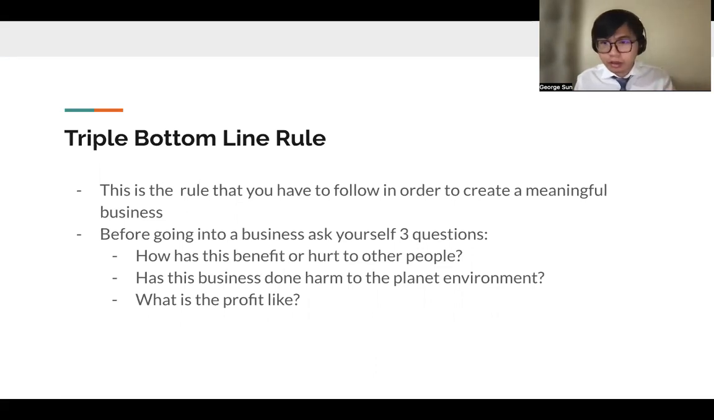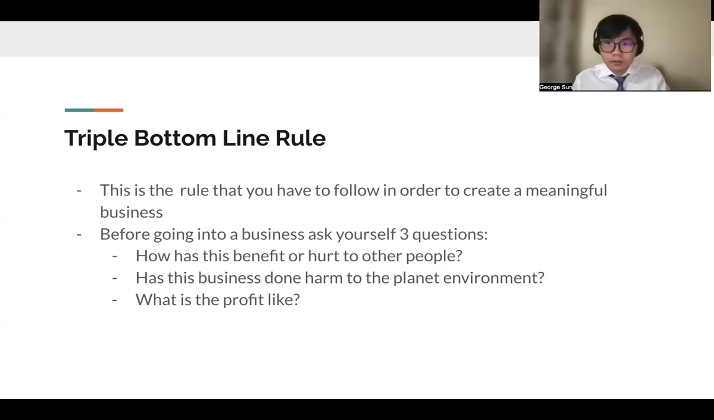How has this benefited or hurt other people? Has this business done harm to the planet environment? And what is the profit like? If you have a good answer for either or for all three of the answers, then you can move on to the strategic planning phase.